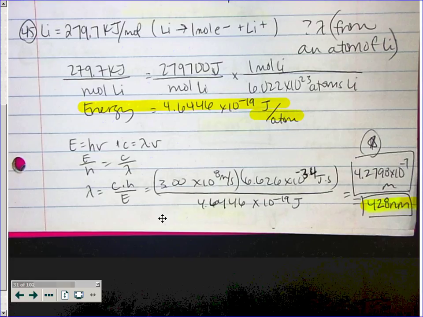Do you guys know what color light that is? Violet. That's on the 400 side. 400 is violet, 700 nanometers is red. So that's really high energy light, which is why it's able to deliver the energy to lithium atoms and then bounce their electrons out. Questions right here.